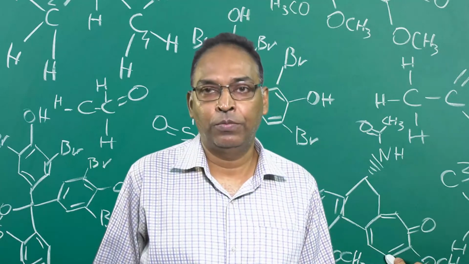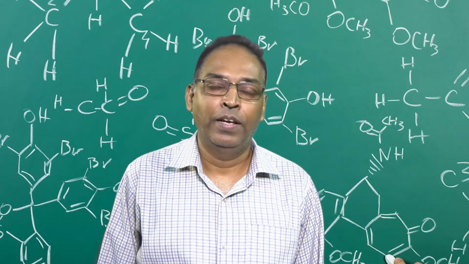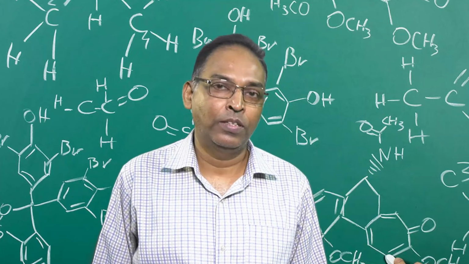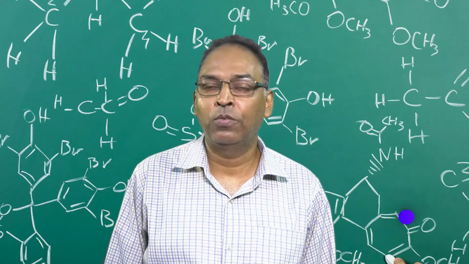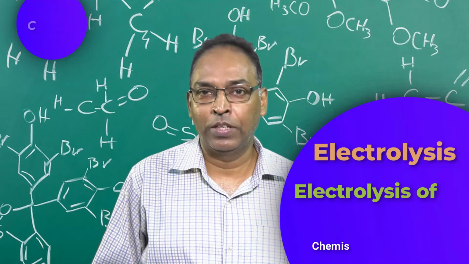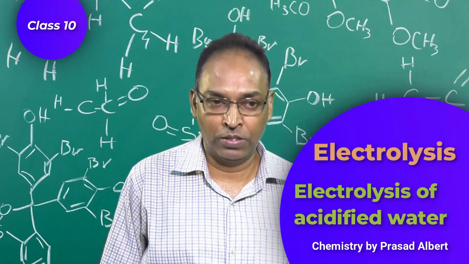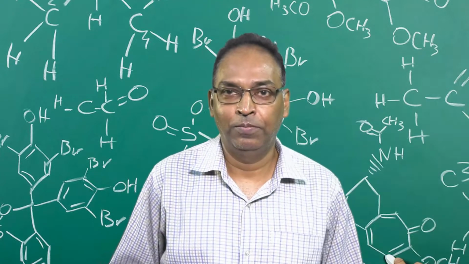Hi students, in the previous videos we have seen what is electrolysis and also an example of electrolysis, that is molten lead bromide, and also we have seen what is selective discharge. Now continuing with that, we will see the second example of electrolysis in this video, so keep watching.